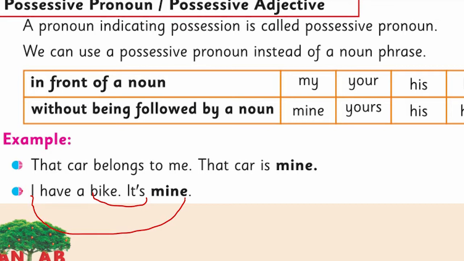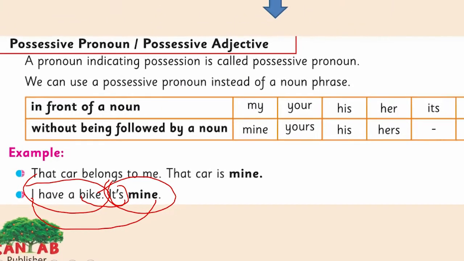Now he mentioned the bike earlier in the sentence, so he avoided the repetition in the second sentence. He just simply said it's mine because he has already mentioned the bike. He's talking again about the bike, so there is no need to use the word bike again. He just simply used the pronoun it's here, and it is the short form. We call it a contraction. To write it in a short form with an apostrophe and s, we call it a contraction.